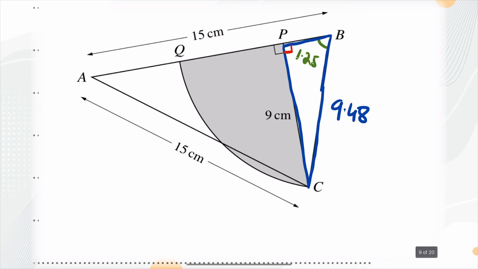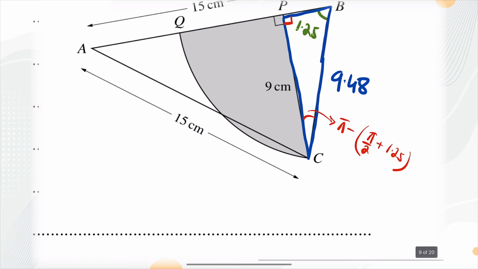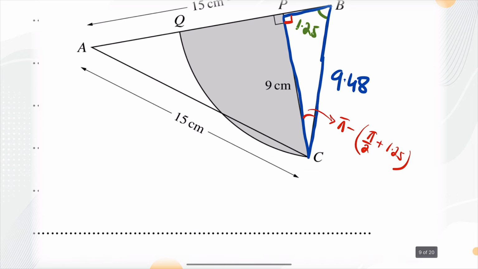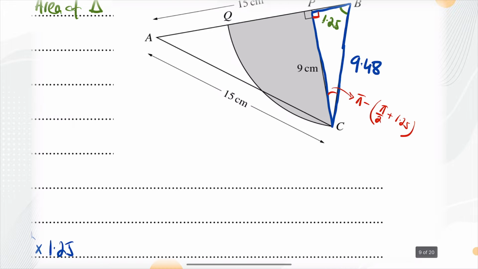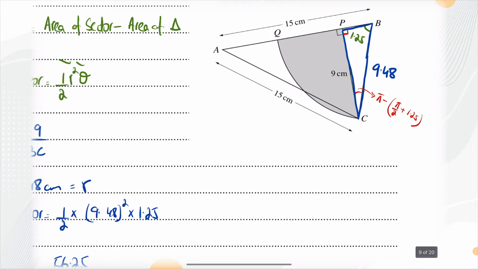So let's find out. Since we have 9.48 and 9, let's find out the third angle, for which we will do pi minus the sum of the other two angles, which means pi upon 2 plus 1.25. Okay, so let's do that. Pi minus pi upon 2 minus 1.25. So we're looking at 0.321. So this angle PCB is equal to 0.321.